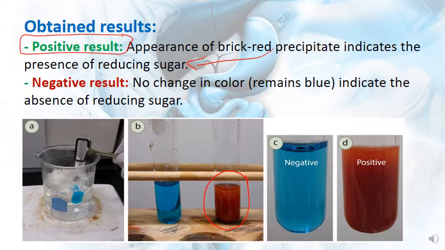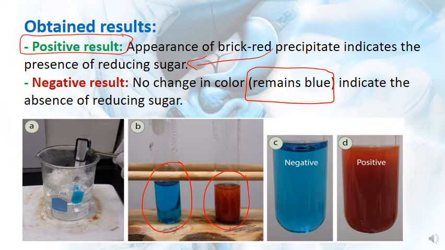What is the negative result? The negative result is that no change in color will appear. The color will remain blue, as the color of the Fehling solution. So whenever we have a blue color, this is a negative result, and there is no reducing sugar.